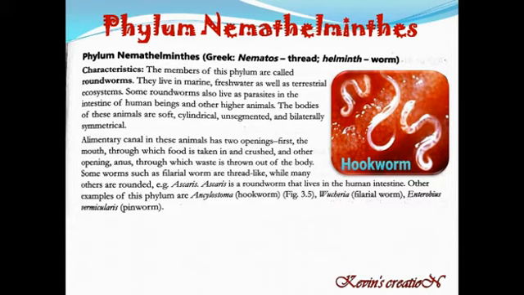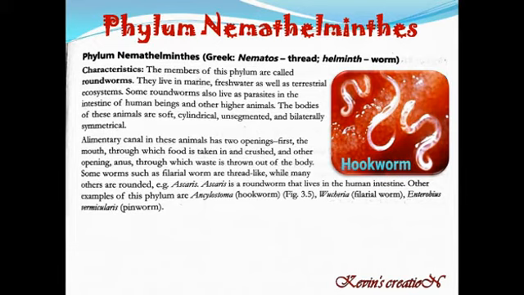The bodies of these animals are soft and cylindrical. They are unsegmented. That means segments are not there. They are also bilaterally symmetrical. That means they can be divided into two equal halves.